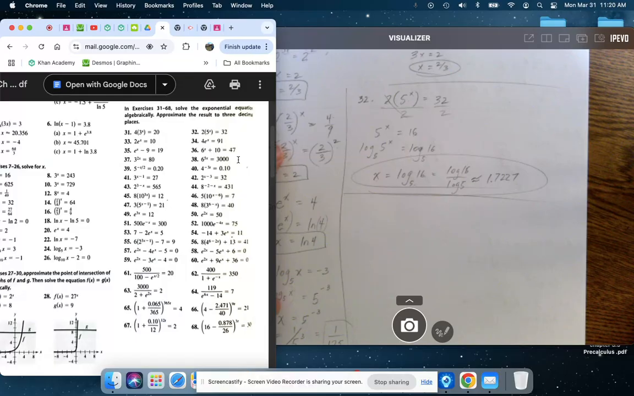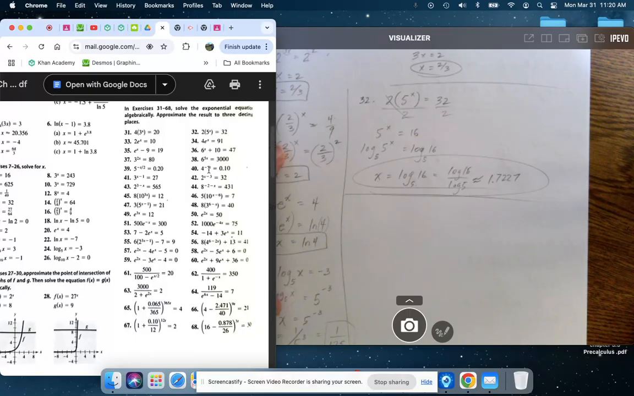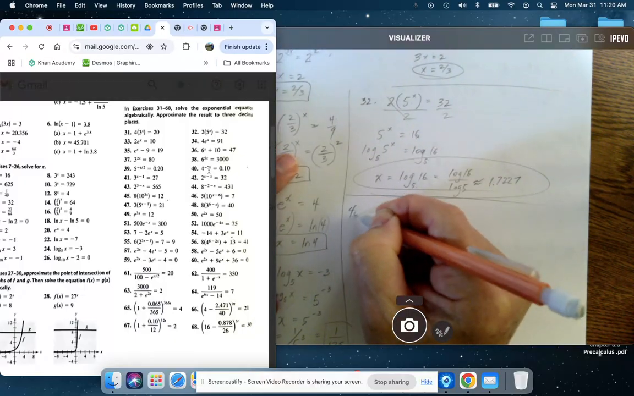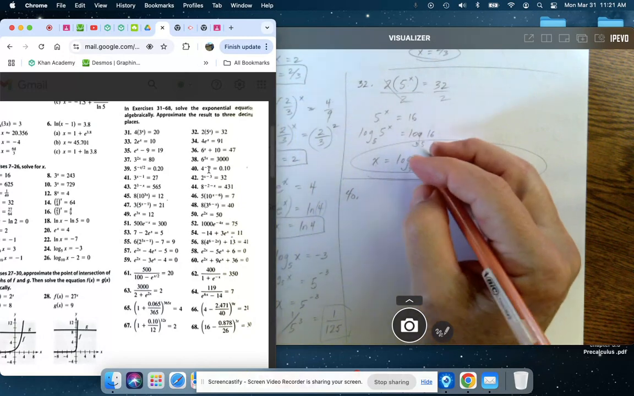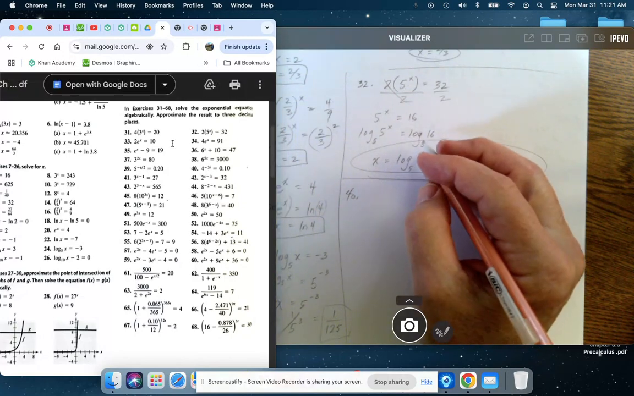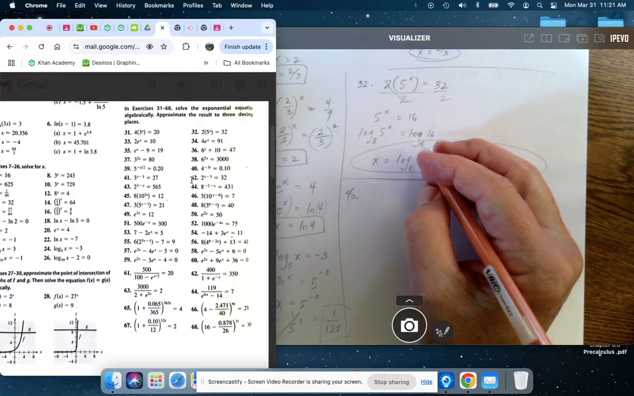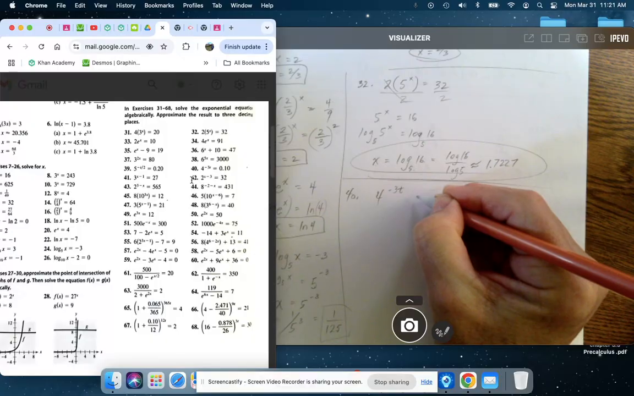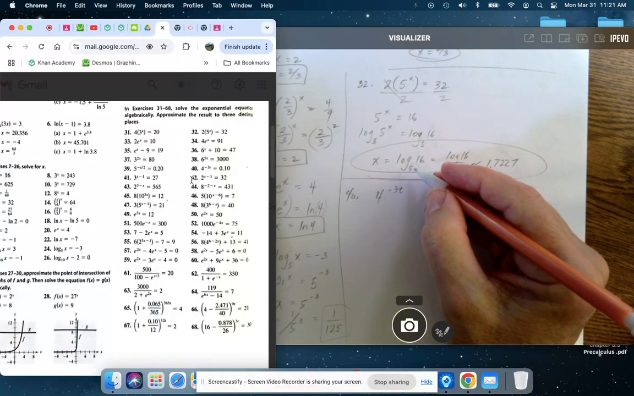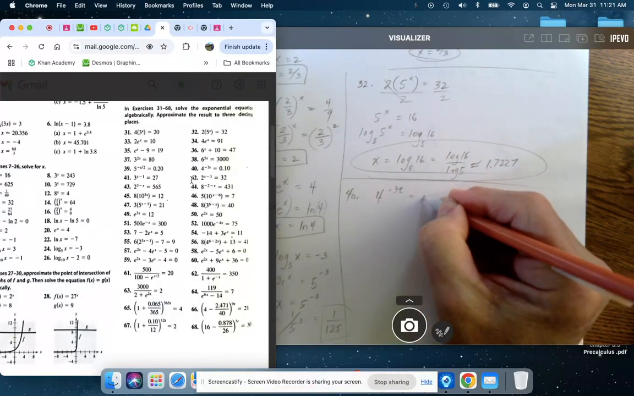All right, we'll do something else. Here on 36, you would just subtract 10 first and then do the same sort of thing. I'll try 40. So 40 is 4 raised to the negative 3t equals 0.1.